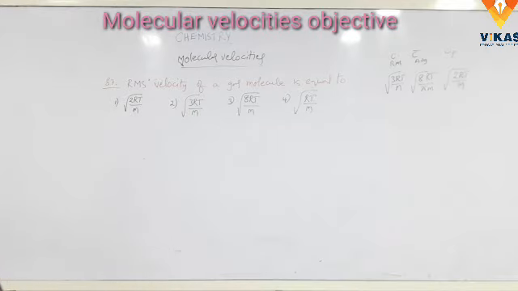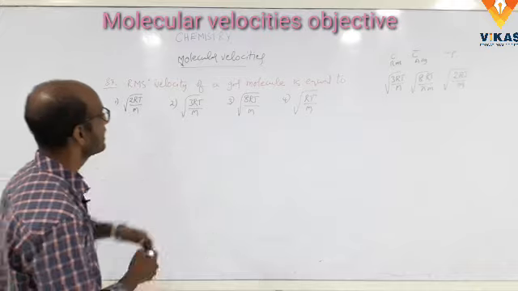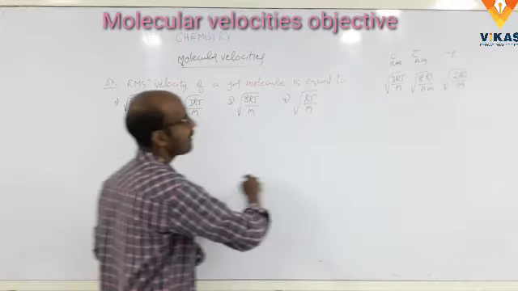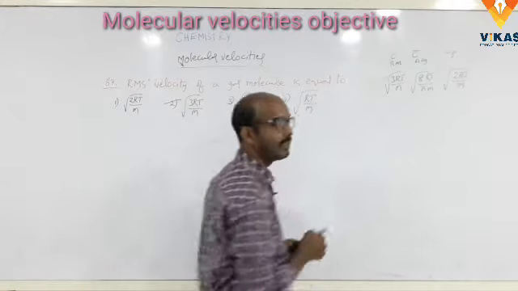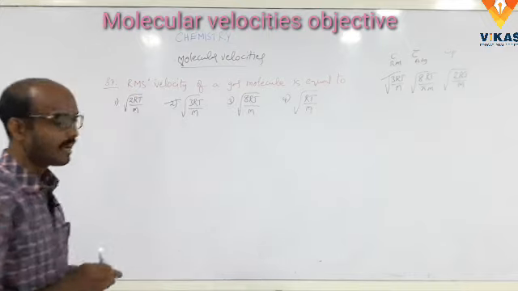So we will find out the answer. The RMS velocity is the second option, square root of 3RT by m. Clear?